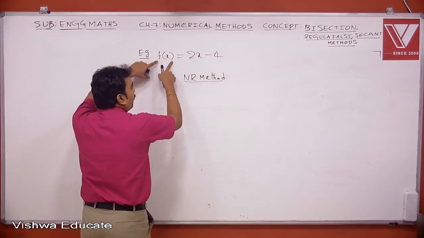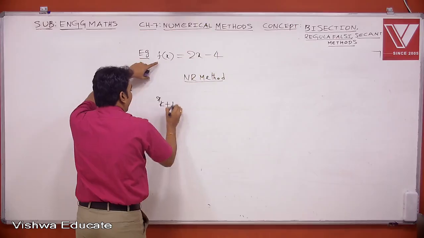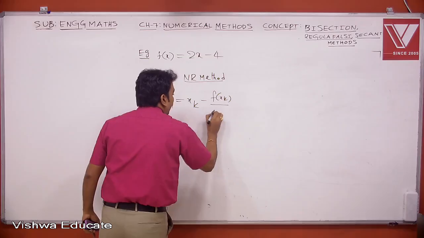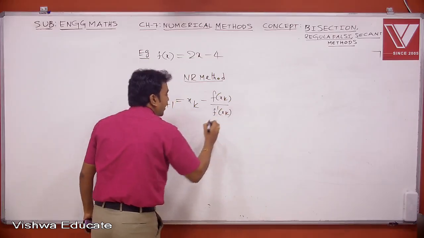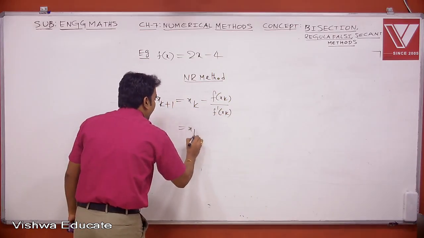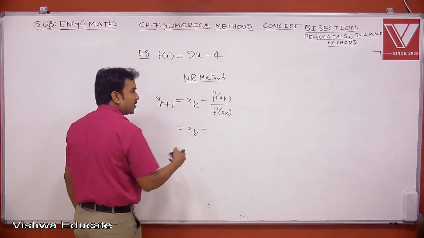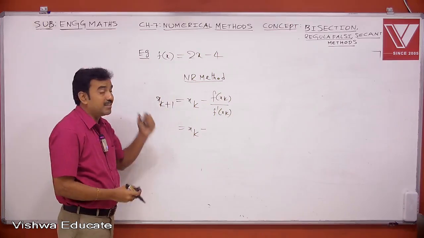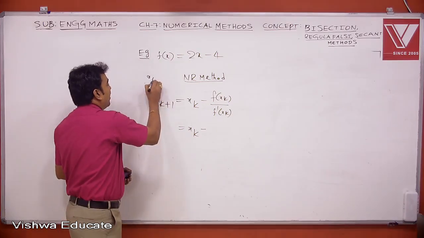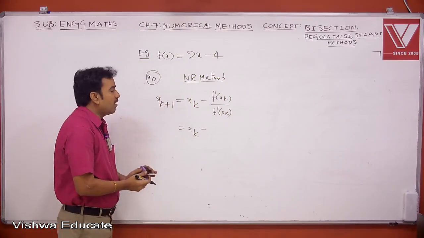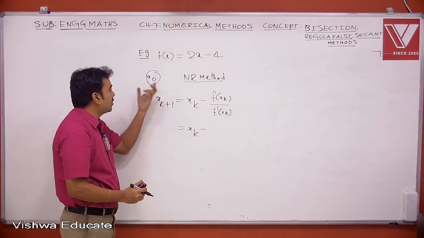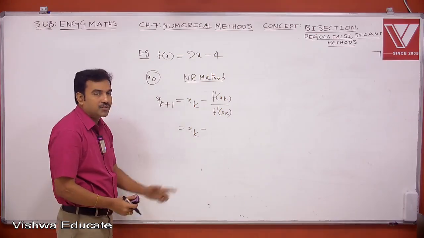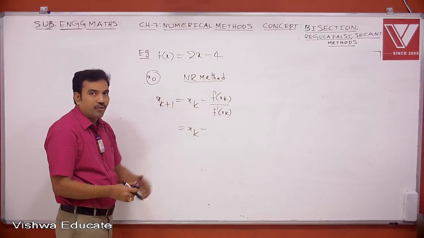Now here the value of the root in the k plus 1 iteration is given by x(k+1) equal to xk minus f of xk divided by f dash of xk. For the Newton-Raphson method, an initial approximation x0 is required. But without this initial approximation, let us start with the recurrence relation. x(k+1) is given by xk minus f of xk by f dash of xk.